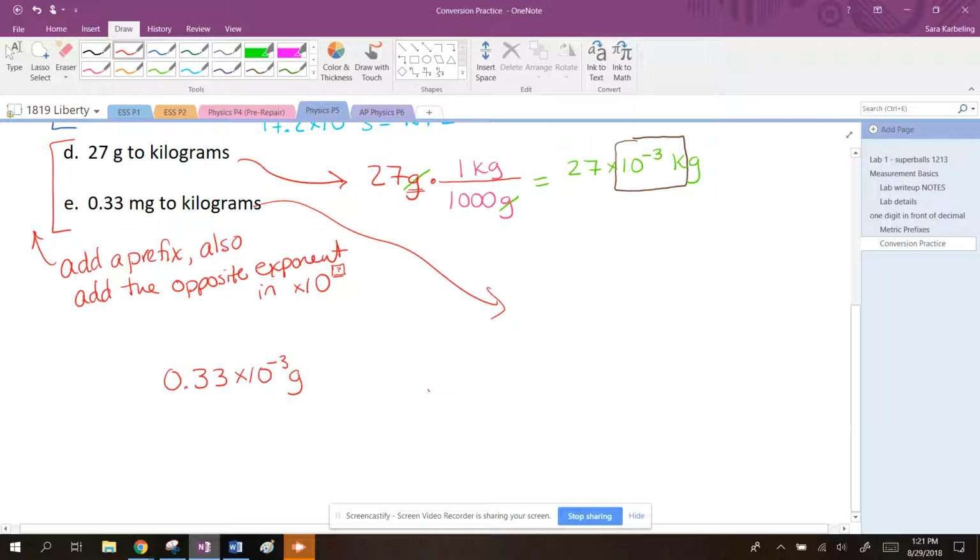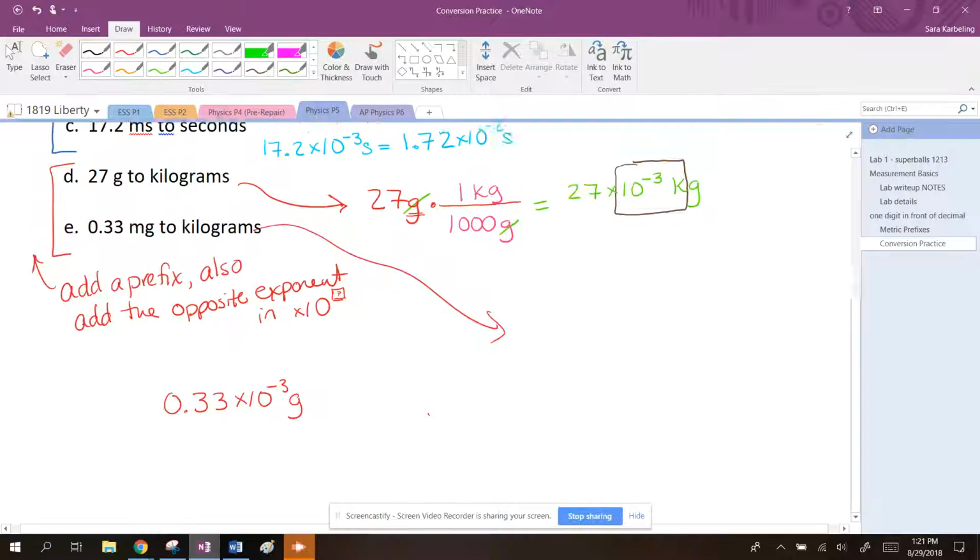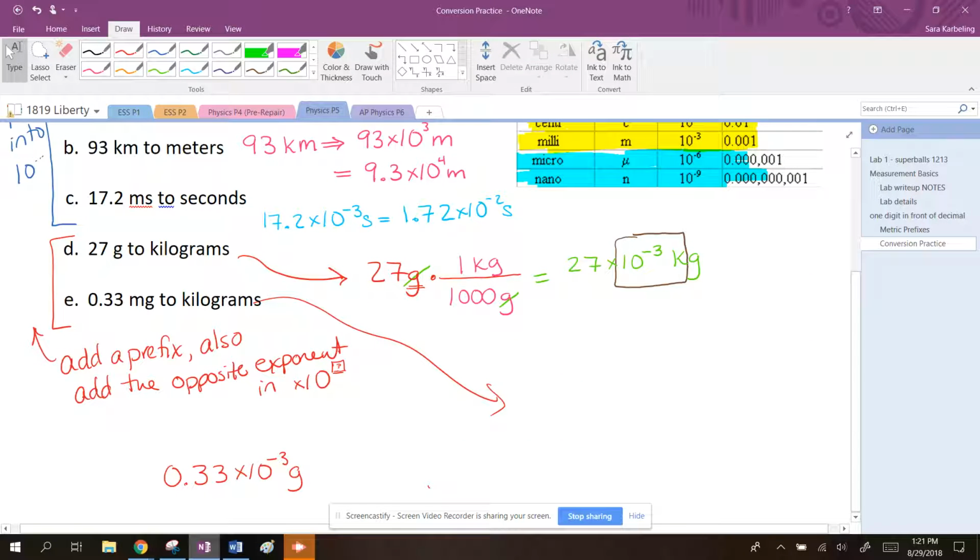So for those of you that are not completely sure, I'm just walking through this. So I have 0.33 milligrams. So that's going to be 0.33. I'm translating my milli to 10 to the negative third grams. So far, so good? Okay. So now I need to get to kilo. So now I can use the cheating box if I want, or you can do the division.